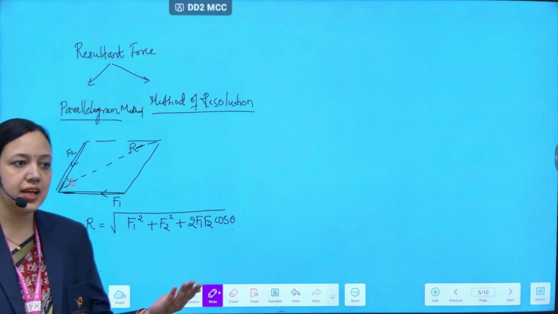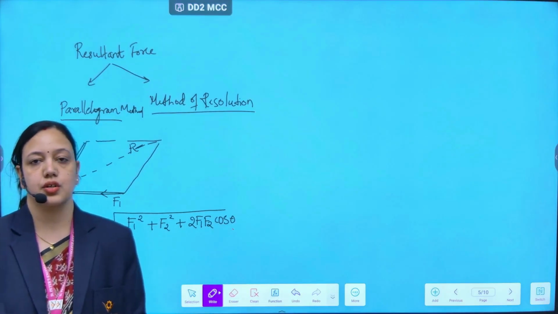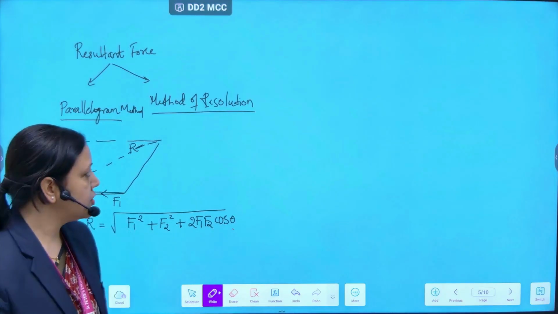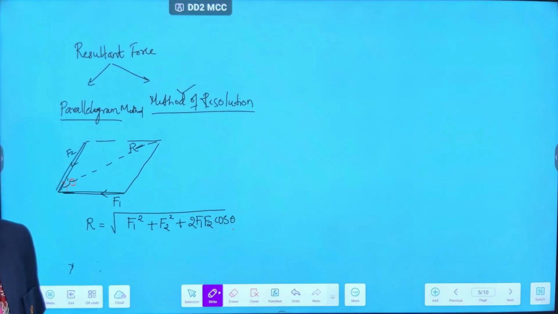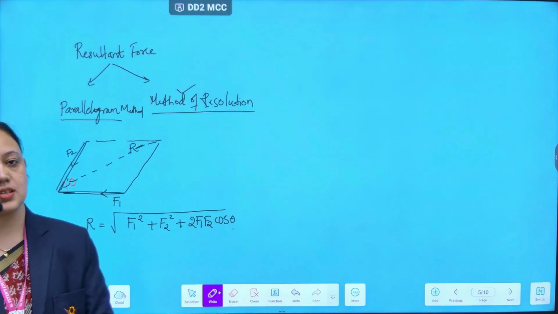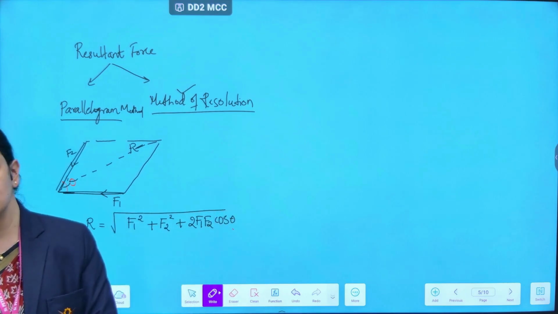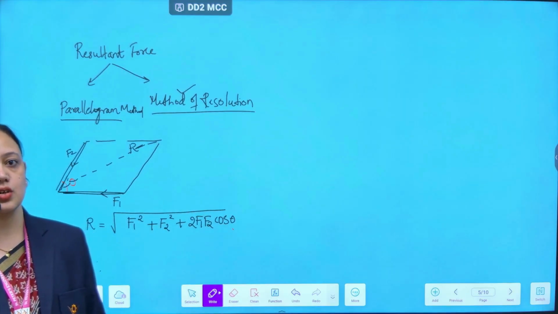But what if we have more concurrent forces acting in different directions on an object? In such a case, we go with the method of resolution. Method of resolution is the best method to calculate the forces acting on a body. You can go with several forces acting on a body.